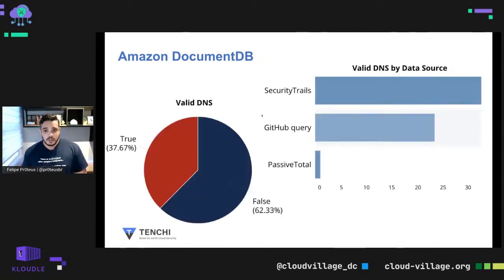But the true results are that only 37% of the domains that I found were valid. So 62% of them were old enough, or not valid at all. And the highest percentage of valid DNS came from SecurityTrails, followed by GitHub querying. PassiveTotal was just a little bit.